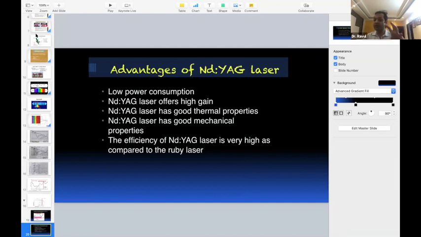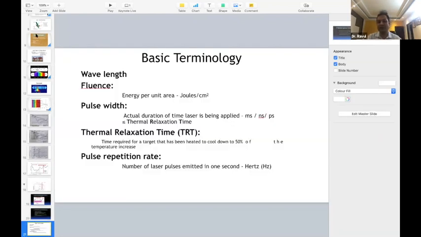Remind you, ruby laser was a very strong laser in the visible spectrum, somewhere around 500 to 600, and it's very strong, but it's very superficial. Coming to the basic terminology. Now these five words we have to know, and that's why it gets confusing, but they are very simple.